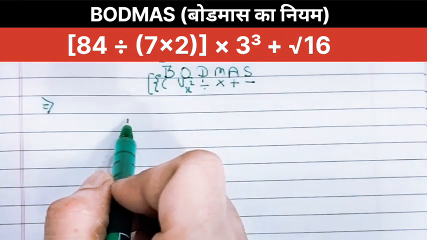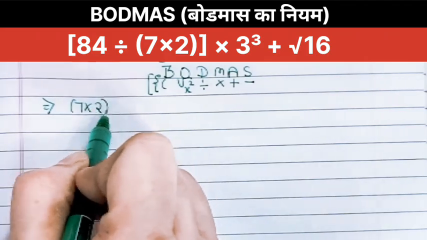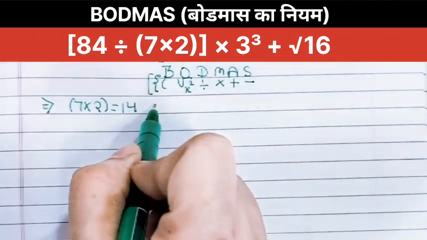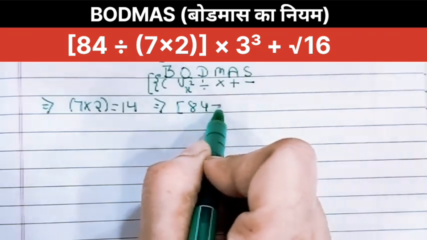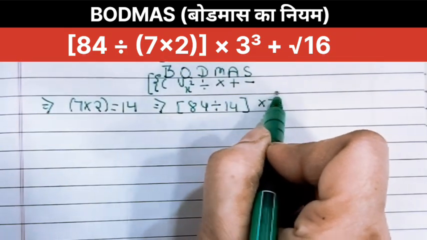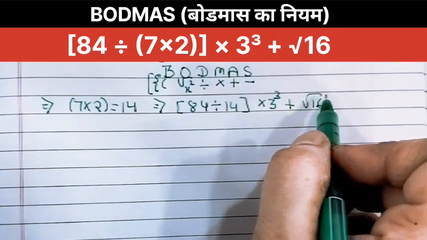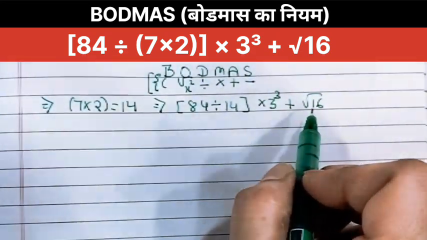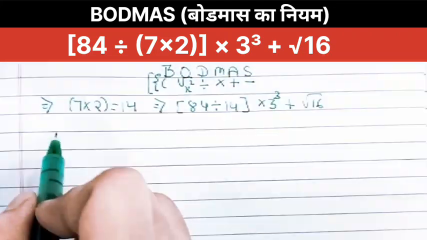The first step says solve the innermost round brackets, which is 7 multiplied by 2, and it gives you 14 as an answer. According to this, the new expression becomes 84 divided by 14, square bracket, multiplied by 3 power cube plus root 16. We do this first because the letter B, brackets, dictates that inner parentheses take the absolute highest priority.